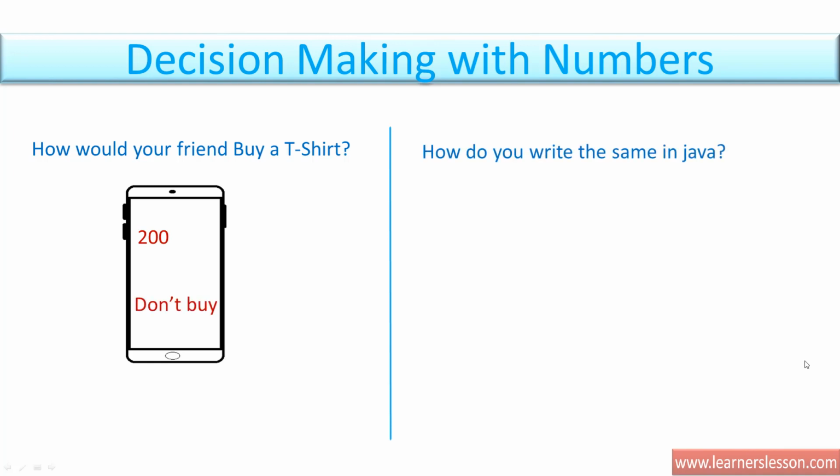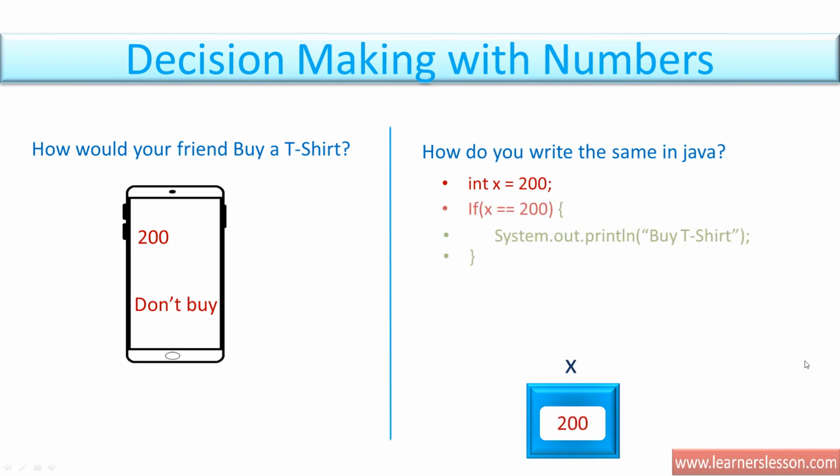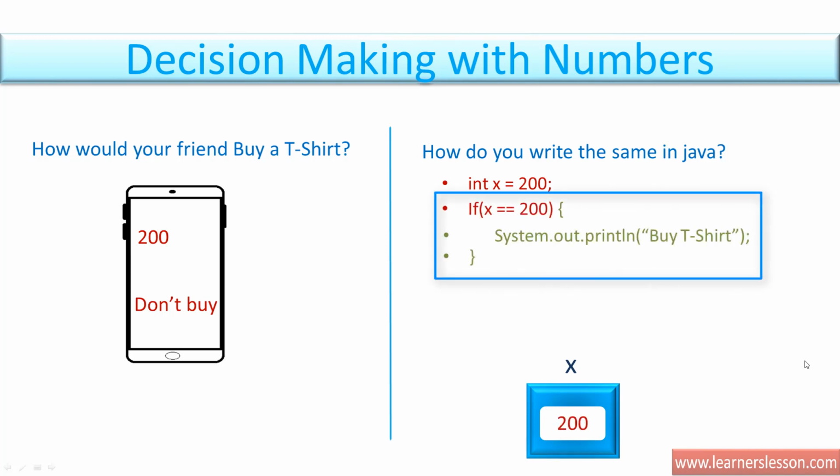Now, how do you write the same in Java? So he goes to the market and he finds that the price of the t-shirt is exactly equal to 200. So he creates an integer type variable called x and assigns the value 200 to it. Then he writes the if statement: if x double equal to 200, buy t-shirt.